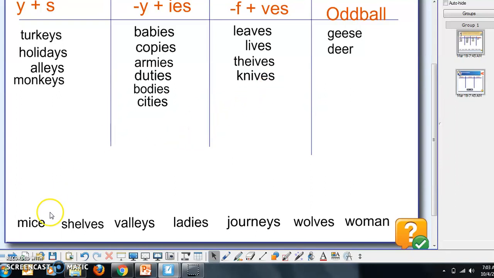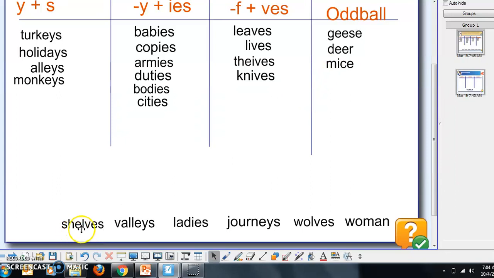Let's keep sorting. Our next word is mice. Which column would the word mice go under? Mice does not fit under this column. Would mice go under this column? You're correct. I would not place the word mice in that column either. Would mice go under this column? No, because it does not have the VES pattern. So the only column that mice should go under would be oddball. You guys are too clever.